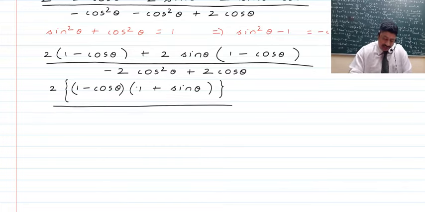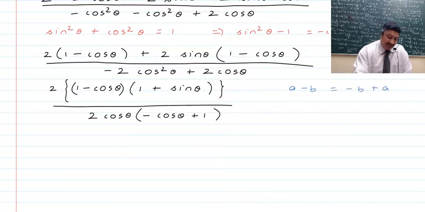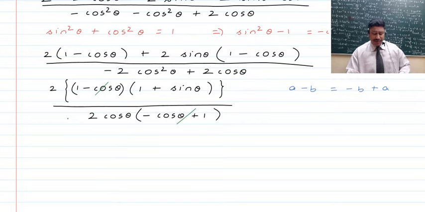In the denominator, guys, here we can take 2 cos theta common outside. So when we take 2 cos theta common outside, now we will be left with minus cos theta plus 1. Obviously, minus cos theta plus 1 or 1 minus cos theta are one and the same. That is, if you write a minus b, you can even write it as minus b plus a. As such, here we will see that we have minus cos theta plus 1 and 1 minus cos theta, which will get cancelled.